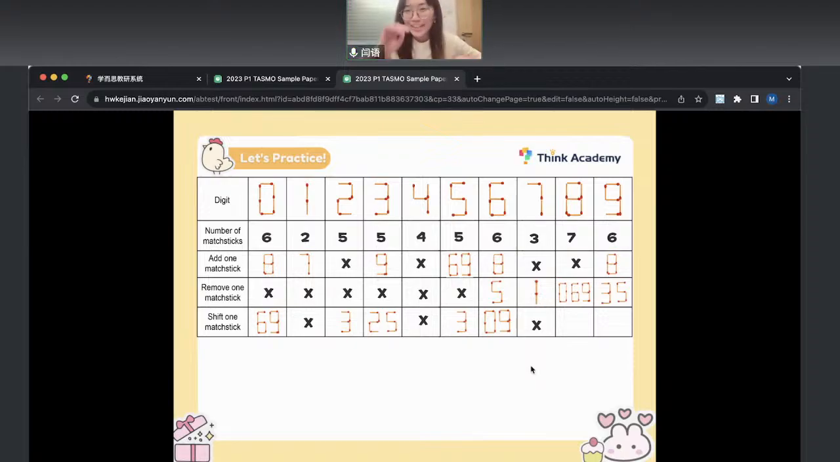Number 8 is super full already, right? Okay, so here you see, for digit 8, you can just remove one matchstick, okay? You cannot add more, and also you cannot shift. It is very, very full already. Okay, the last one, digit 9. What new digit can you get?